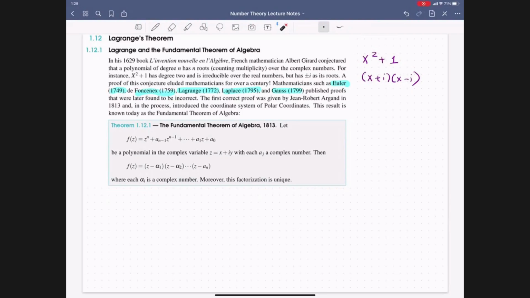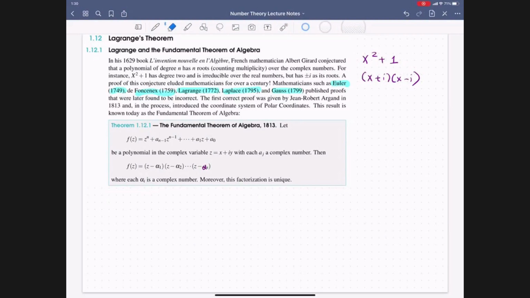Finally, in 1813, the first proof of the fundamental theorem of algebra was discovered by Jean-Robert Argand. This is actually the same person who introduced polar coordinates as we cover them in calculus for computing double integrals and just polar coordinates in general. The statement in its general form says that if we have a polynomial of degree n, written in this way, then we can always factor it into the form z minus alpha 1 times z minus alpha 2, all the way to z minus alpha n, where each of these alpha i's is a complex number, and moreover we have a unique factorization.